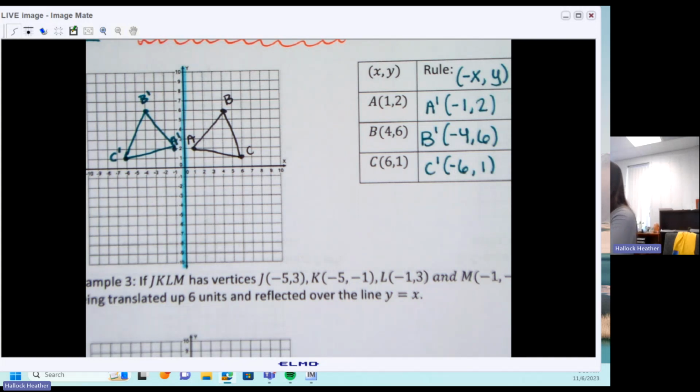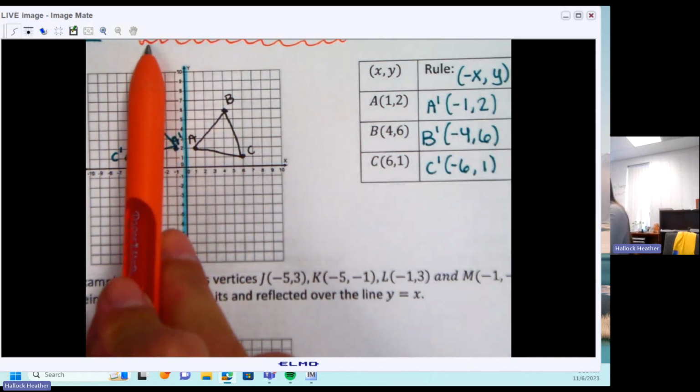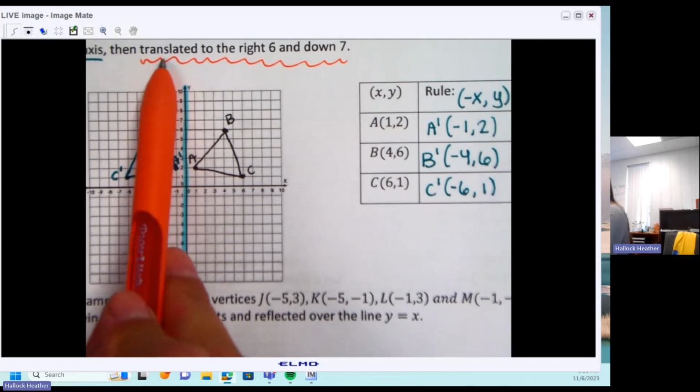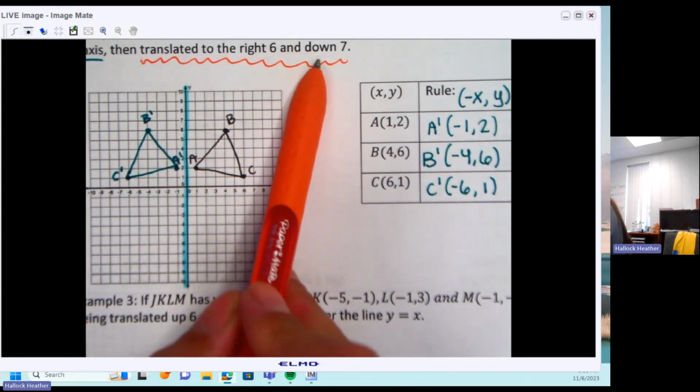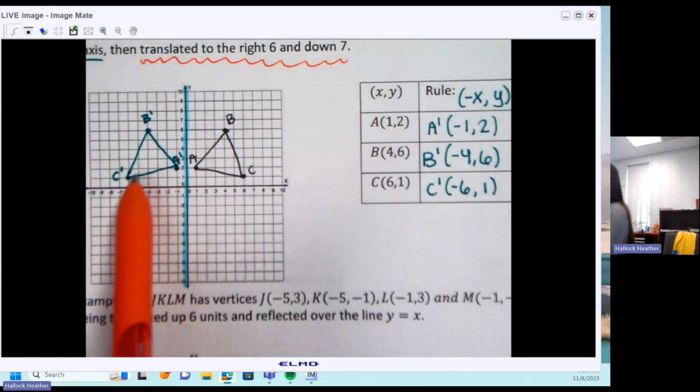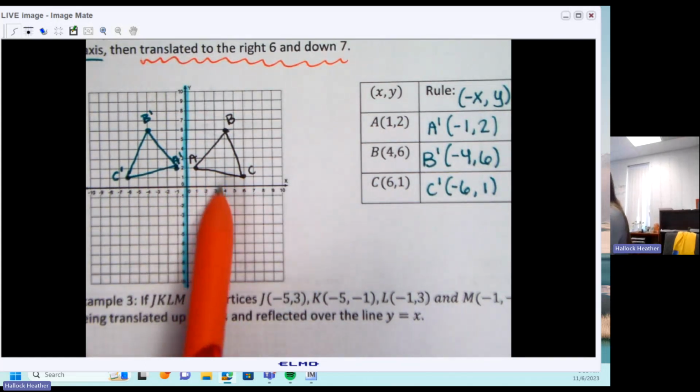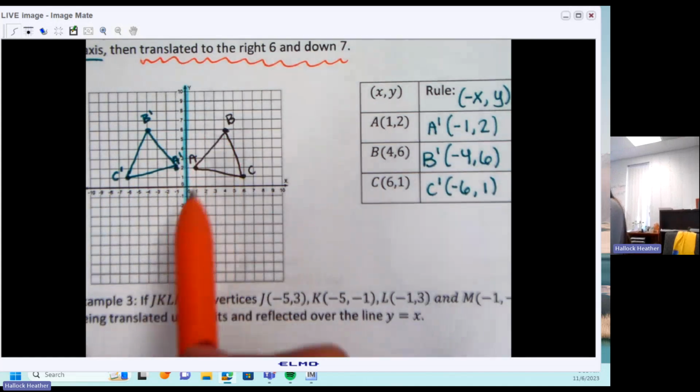So the second transformation, we're going to take our triangle we just made, and now we're going to translate it to the right 6 and down 7. This is the same thing. We don't need to remember the rule for this. We're going to literally take our new triangle. We're going to go 6 right and then down 7 for every single coordinate point.